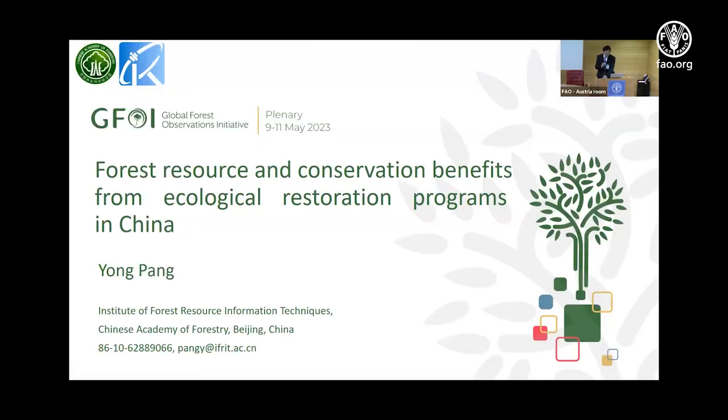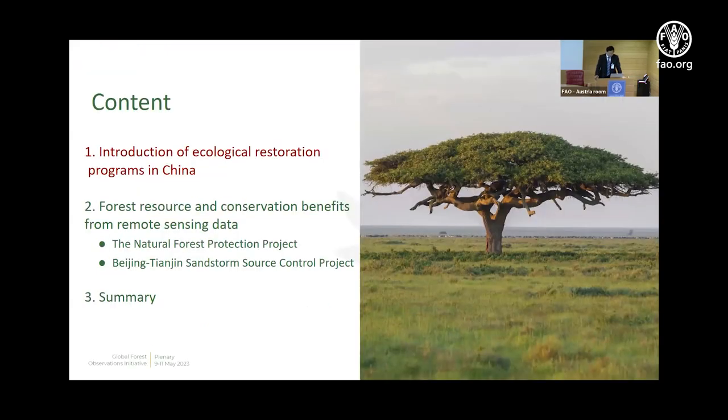Okay, so next I would share some of our work related to forest restoration projects, ecological restoration projects. We all know that during the past years trees keep changing, but how do we use remote sensing data to characterize this change, both disturbance for degradation and also forest ecosystem restoration. My presentation will introduce some general information about the ecological restoration programs in China, followed by two typical forest ecological restoration projects, and how we use remote sensing data to characterize their benefits for forest resources. Then followed by a brief summary.